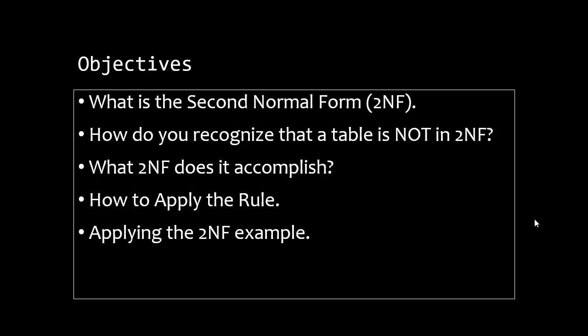Okay, now that we got through the first normal form, it's time to move on to the second rule of normalization, which is called the second normal form. We'll talk about what this is, how to recognize that your table is not in second normal form, what second normal form does, what it accomplishes, how to apply the rule, and then we'll go ahead and show you an example of it.